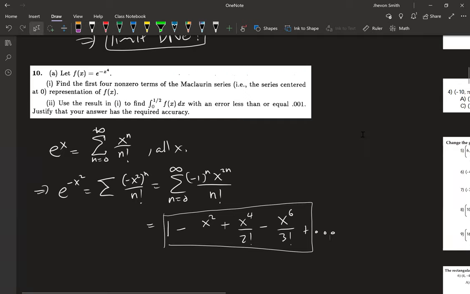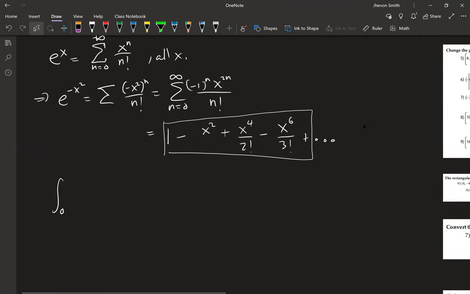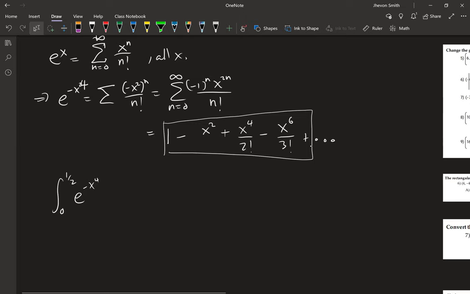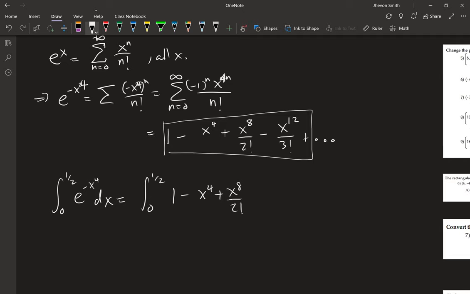Now it says, use it to find the integral to an error of less than 0.001. So you want the integral from 0 to a half of e to the minus x to the fourth. Was it x to the fourth or x squared? It was x to the fourth. So this is 4n, so this is 4, then 8, then 12. So we can think of it as the integral of 1 minus x to the fourth plus x to the eighth over 2 factorial minus x to the 12 over 3 factorial plus dot, dot, dot, all of that dx. And we can do this because of absolute convergence.